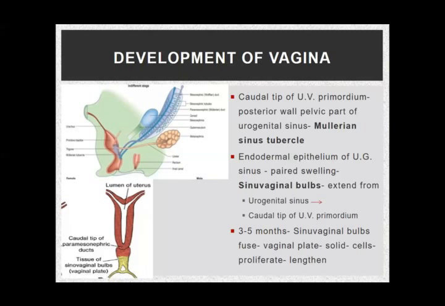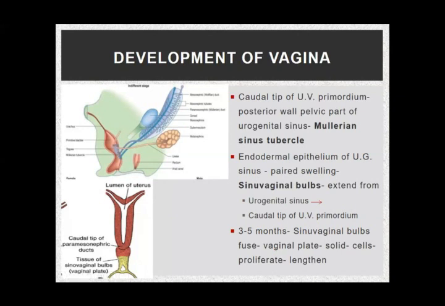It is also called just the sinus tubercle. Anyway, both names are written in your book. So it is the uterovaginal primordium that raises a small elevation on the posterior wall of the pelvic part of the urogenital sinus. This elevation is called the sinus tubercle, yes, Mullerian sinus tubercle.